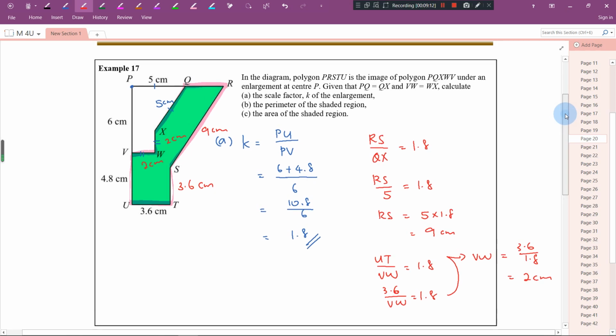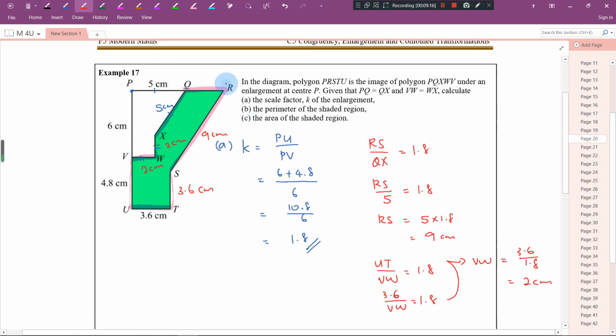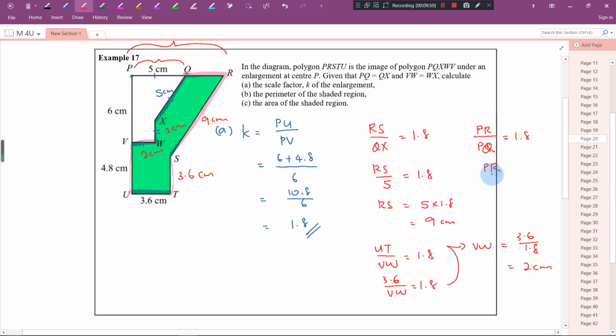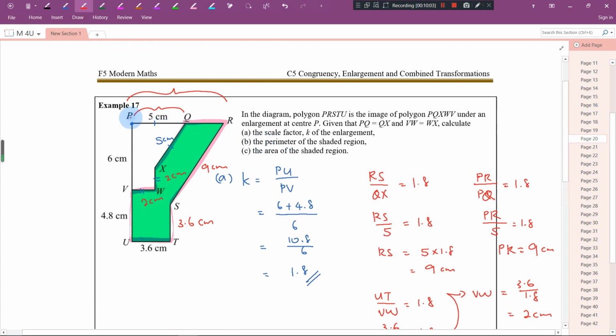Okay, last side that we need to find its measurement is QR. So we need to find PR first. The corresponding side of the PR is PQ. From here, enlarge at this center, P become PR. Okay, so PR divided by PQ is equal to 1.8. PR we don't know, we want to find the measurement of PR. PQ is 5. PR is 5 times 1.8, which will give you 9 centimeter. P to R is 9 centimeters. That means Q to R is 4, right? 9 minus 5, you will get 4 centimeters.